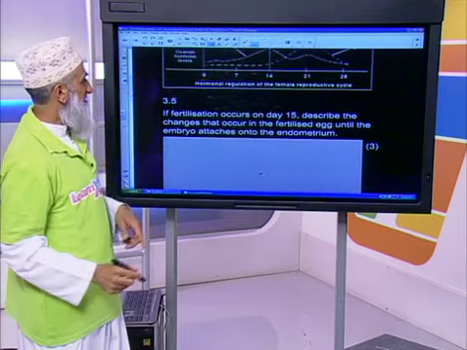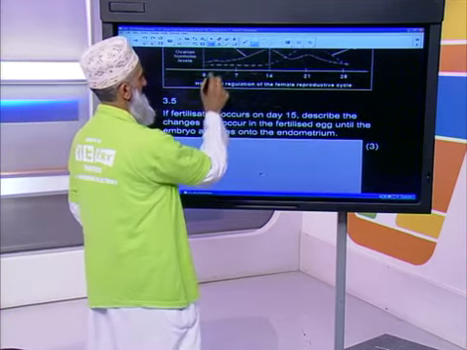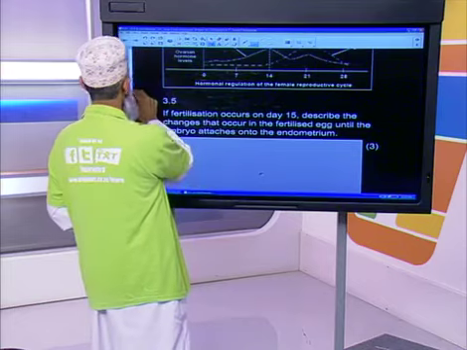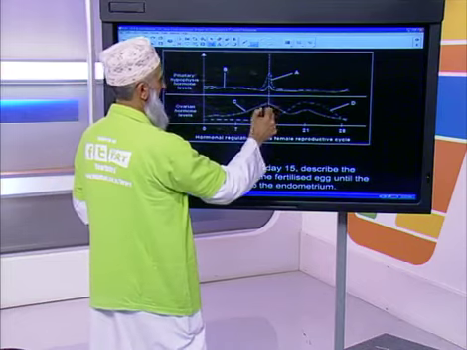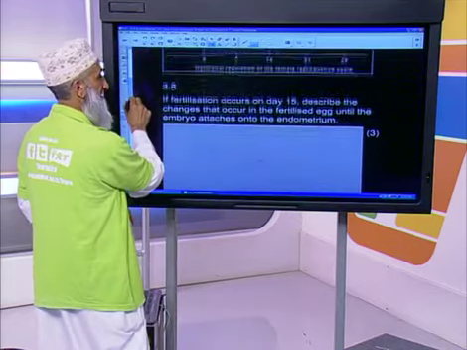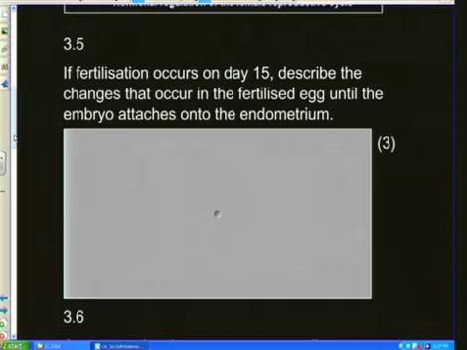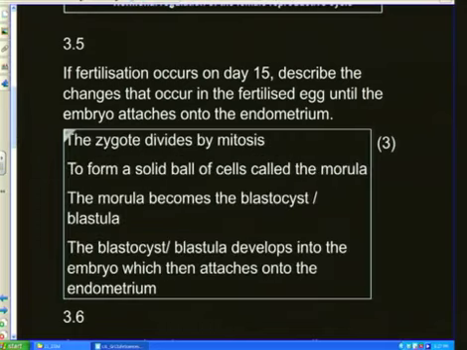Okay, we're still with the same question. If fertilization occurs on day 15, so in other words, after the egg is released and fertilization takes place, describe the changes that occurred in the fertilized egg until the embryo attaches to the endometrium. Again, a description question. You're only going to describe what's happening to the fertilized egg.